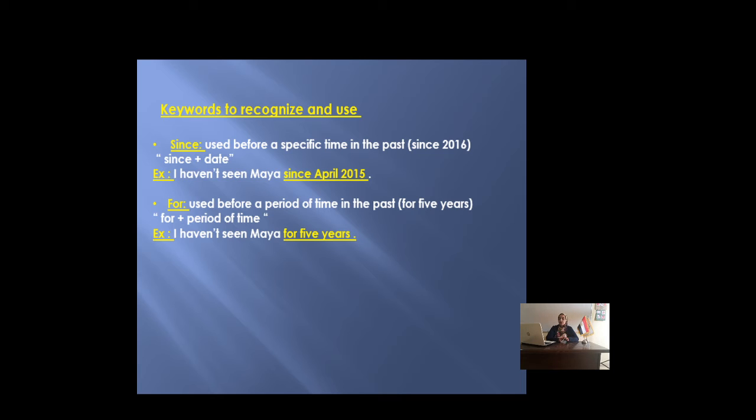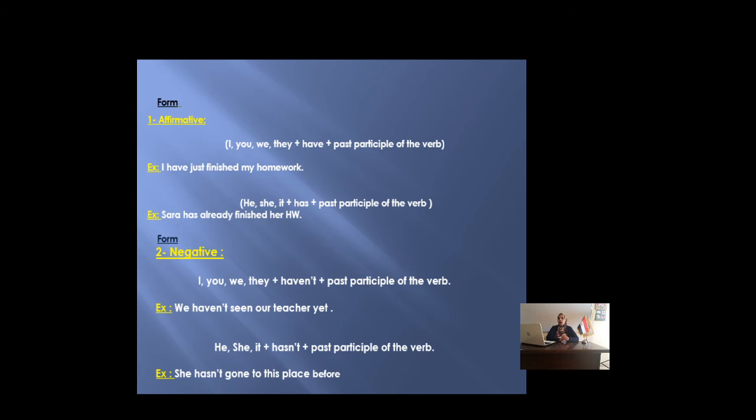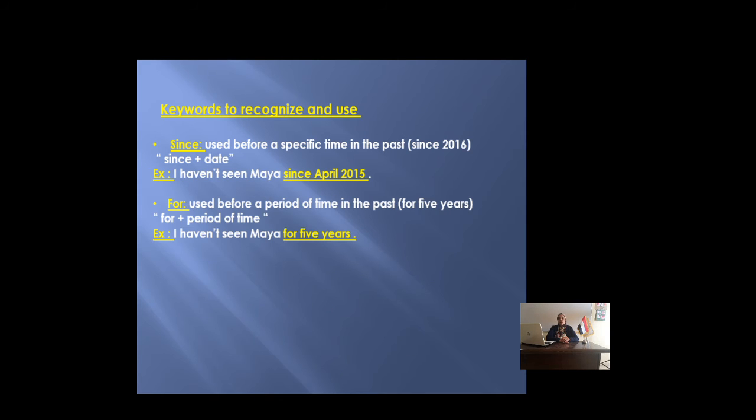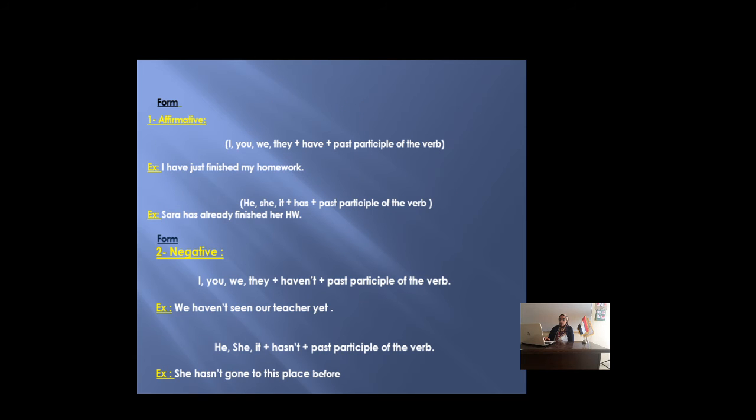And Miss For, the fluffy girl, is used for a period of time in the past, maybe for 5 years, I don't know the specific time. For plus the period of time: I haven't seen Maya for 5 years. So if you are going to change from for to since, you have to write a specific time. For example, I haven't seen Maya for 5 years. If you want to use since, you are going to say, I haven't seen Maya since 2015.